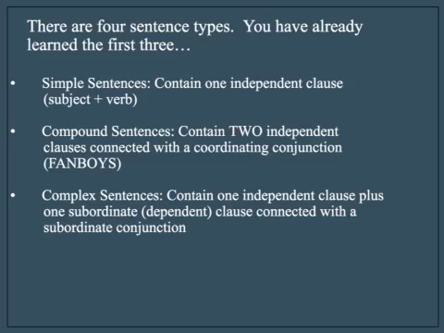The third type of sentence that you've already discussed is a complex sentence. Now, a complex sentence takes one independent clause and adds a dependent clause, also called a subordinate clause. These two kinds of clauses are connected using a subordinate conjunction, something along the lines of because, since, or while. You have mastered, or should have mastered, these three types of sentences, and now you're ready to move on to the fourth, most complicated type of sentence.